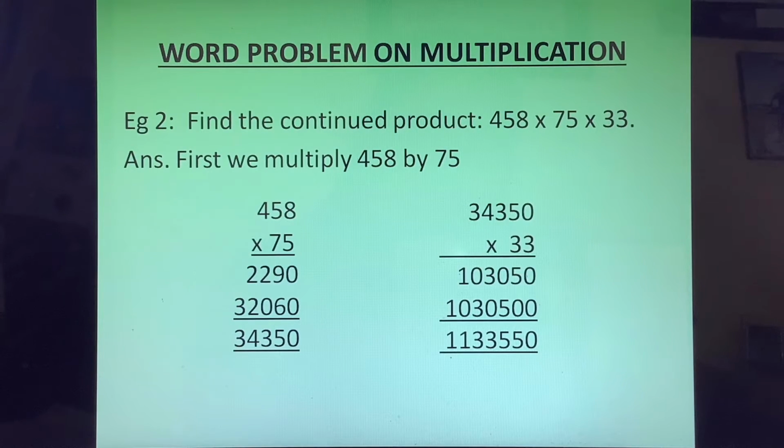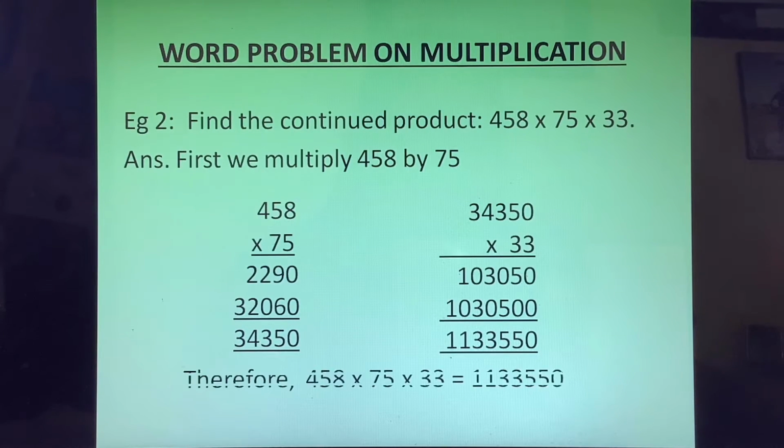Then we'll take this answer 34350 and multiply it with 33. When we multiply with 33, we get the answer as 1133550. Therefore, the product of 458 into 75 into 33 is 1133550.